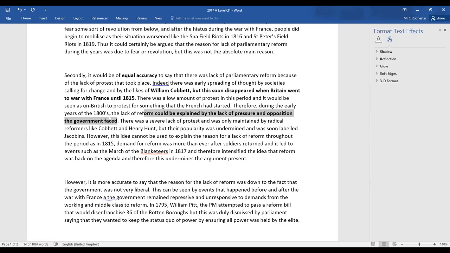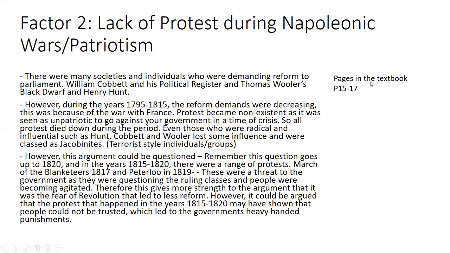It does, it's a strong answer. This got an A grade in the real thing. It shows you that actually if you have that argument, then you will be doing very well in this paper. Pages in the textbook are there.